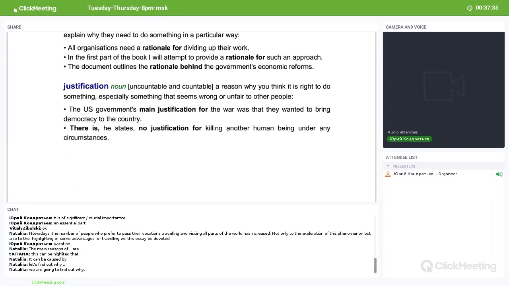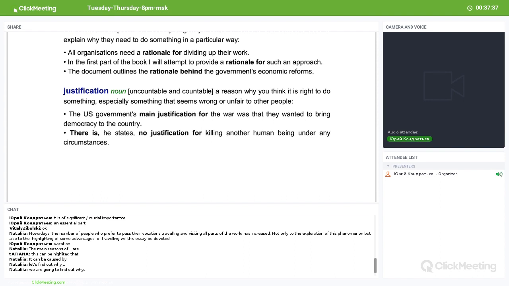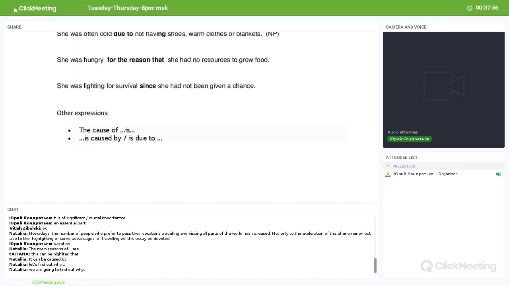And the last one is justification. The US government's main justification for the war was that they wanted to bring democracy to the country. Or there is, he states, no justification for killing another human being under any circumstances. So these are a number of possible ways to talk about the reason of something. Try to use several of them.